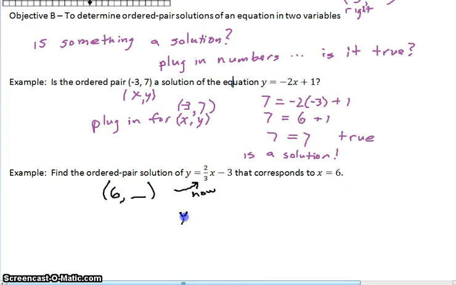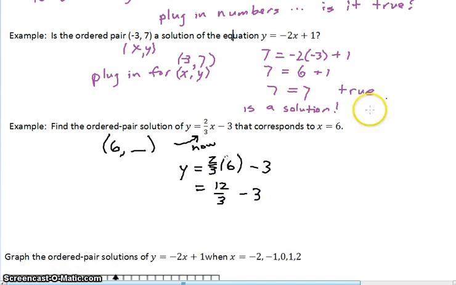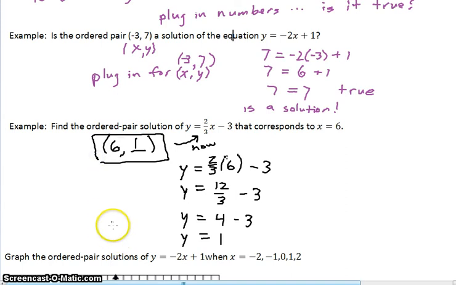This is how you do it. To find y, what we need to do is we replace x with this value here. So I'm going to put 2/3 times 6 minus 3. Well, 2/3 times 6 is the same thing as 12 over 3. And what I'm left with is 4 minus 3, which is equal to 1. So this is what y is equal to. And the whole point of this is to find out what y is equal to. So y is equal to 1. So the ordered pair solution is this ordered pair right here.